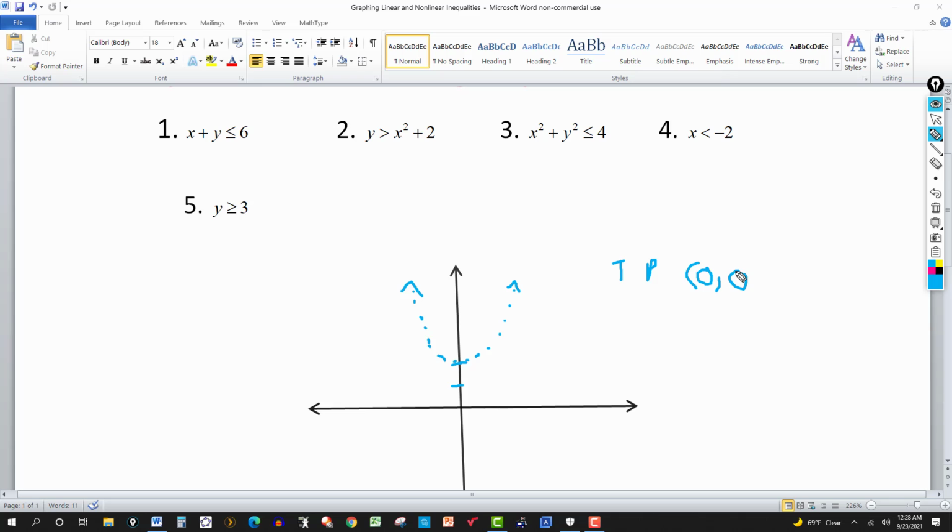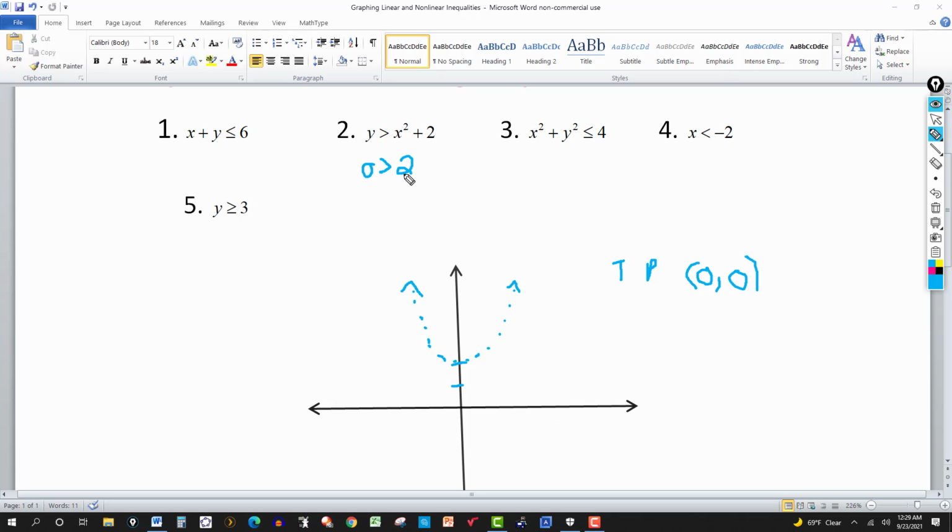It's obviously not on the graph. So you want to pick a point that is not on the graph. And then all you got to do is replace the x by 0, replace the y by 0. So we get 0 greater than, 0 squared is 0, and the 2 is 2. And then you decide whether that's a true statement. If it's a true statement, then you shade everything on this side where the test point is, so that would be over here outside the parabola.